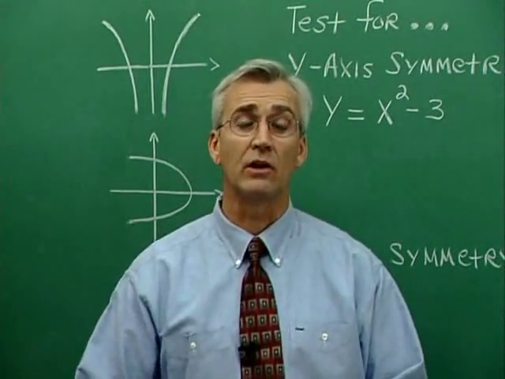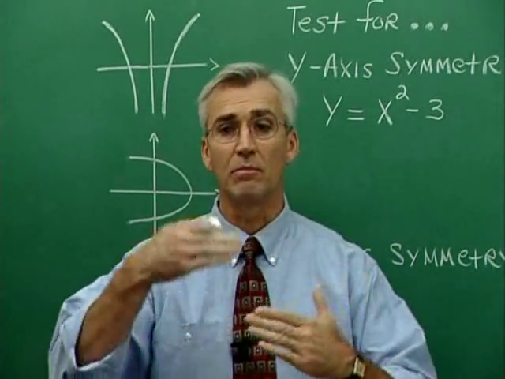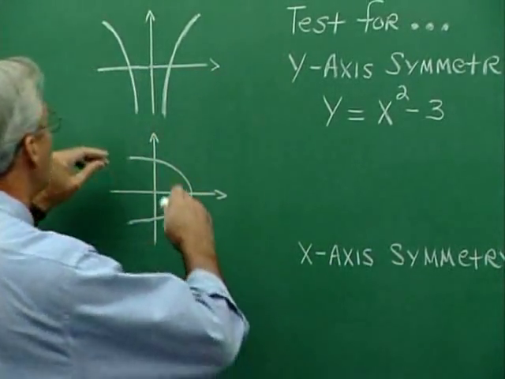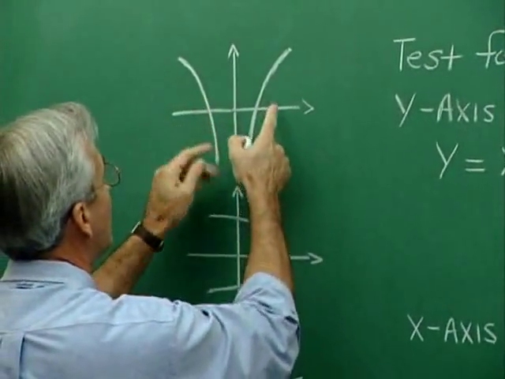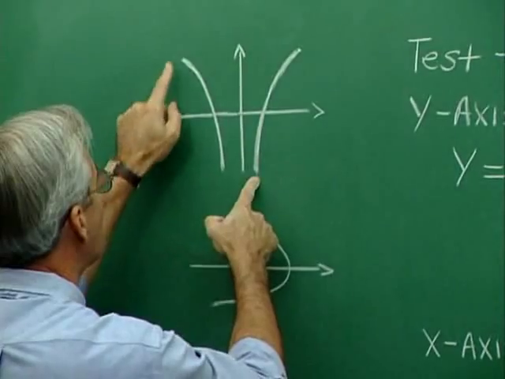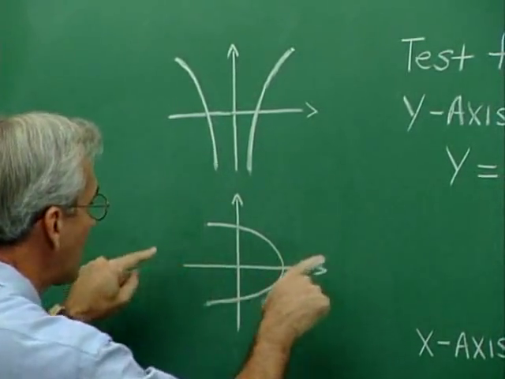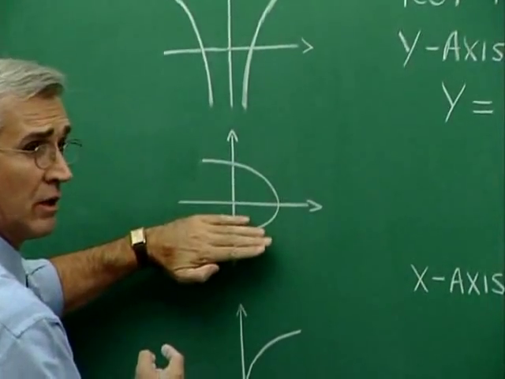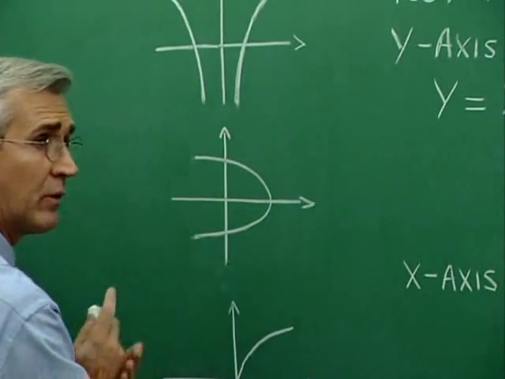Symmetry is a quality of a graph that causes it to look the same on the left and right or above and below one of the axes. For example, here's an example of symmetry about the y-axis, because the graph here looks the same over here as it does over here. Here's an example of symmetry about the x-axis, because the graph looks the same above and below the x-axis. It's kind of a reflection in the x-axis, then, we can say.